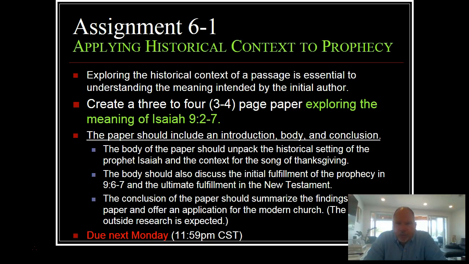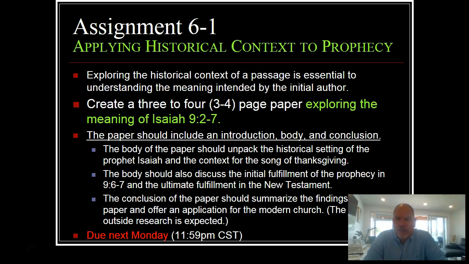The body of the paper should unpack the historical setting of the prophet Isaiah and the context for the Song of Thanksgiving. The body should also discuss an awareness of the initial fulfillment of the prophecy in verses 6 to 7. So we're going to look at the passage, and then analyze it in light of its initial fulfillment, and understand that there was an initial fulfillment of this prophecy, and then an understanding and discussion of the ultimate fulfillment within the New Testament.